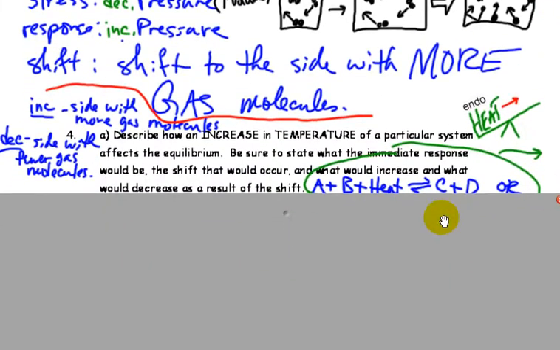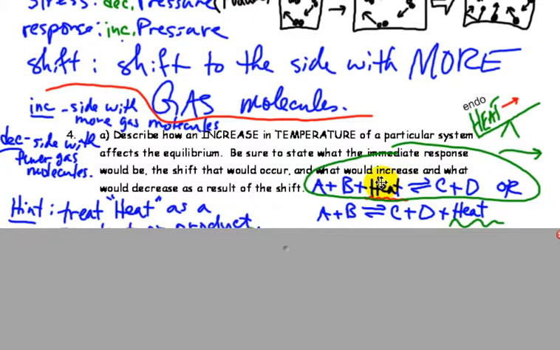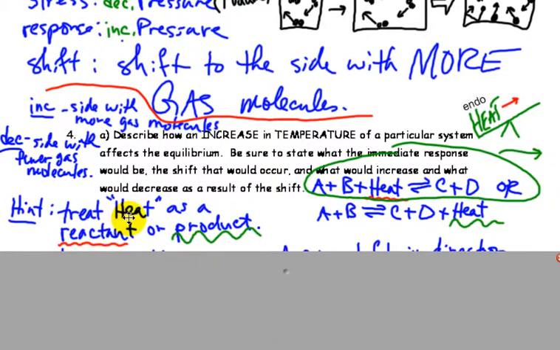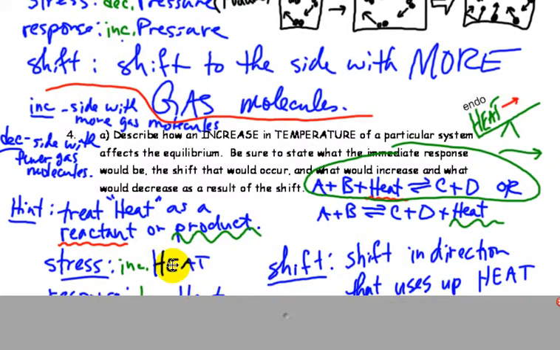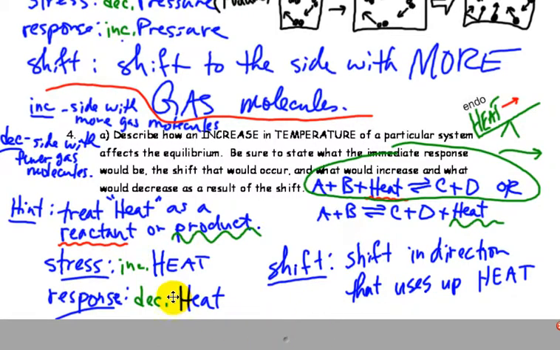Heat. Think of heat as a reactant if it's an endothermic reaction, or as a product if it's exothermic. So the idea here is think of heat as a reactant or product, put it in the equation like we would have done in Unit 3, and treat it as an item that we can increase or decrease. So if the stress was an increase in heat, so if I'm using this one, for example, if it's a reactant, if I'm increasing how much I have, it makes it out of whack. The left-hand side is too heavy. The reactant side, the response is to try to decrease heat.